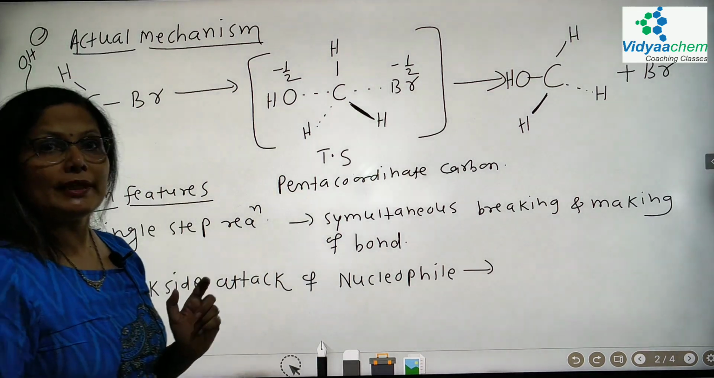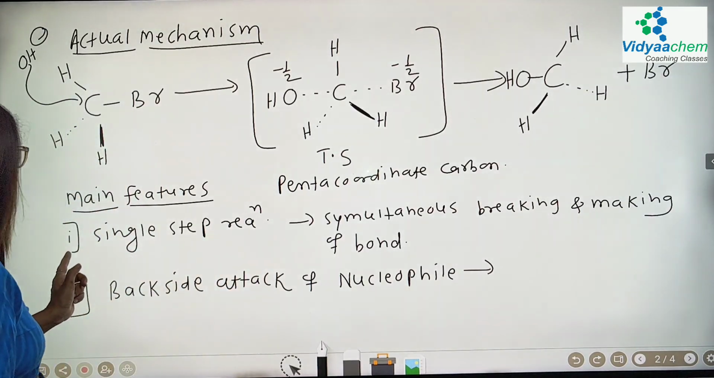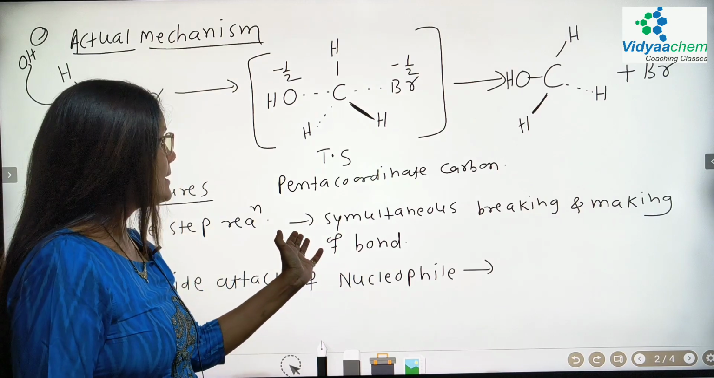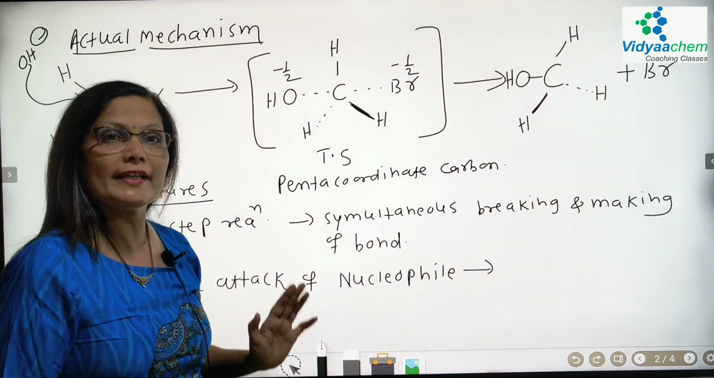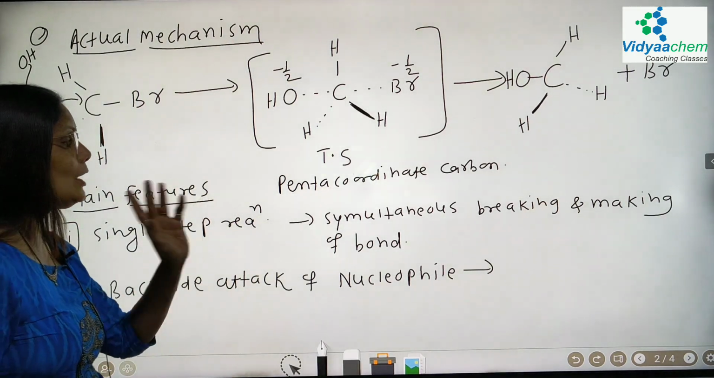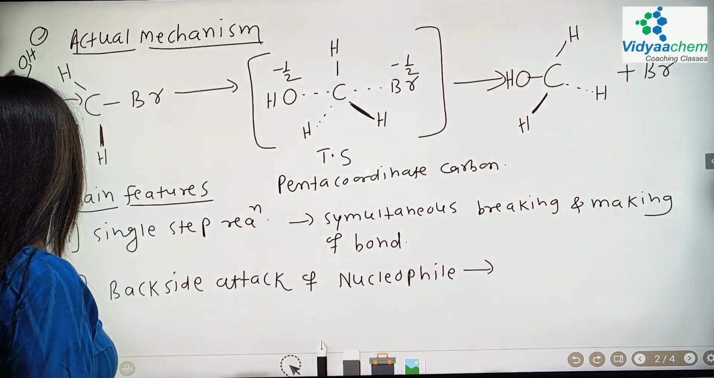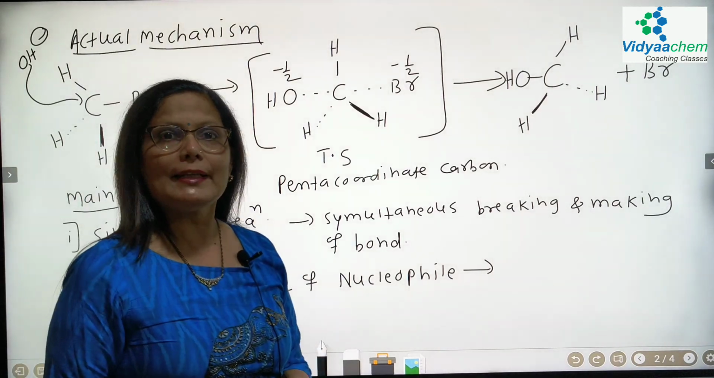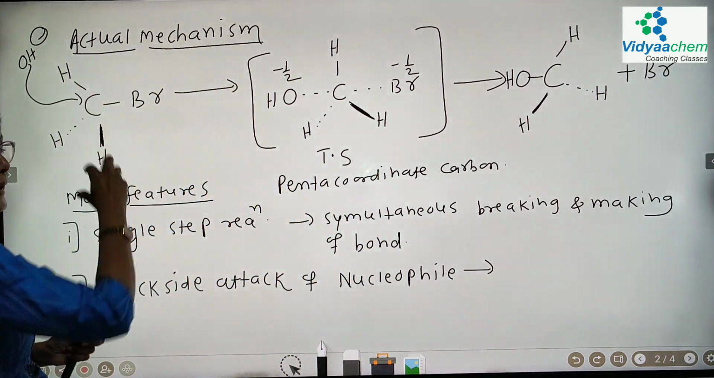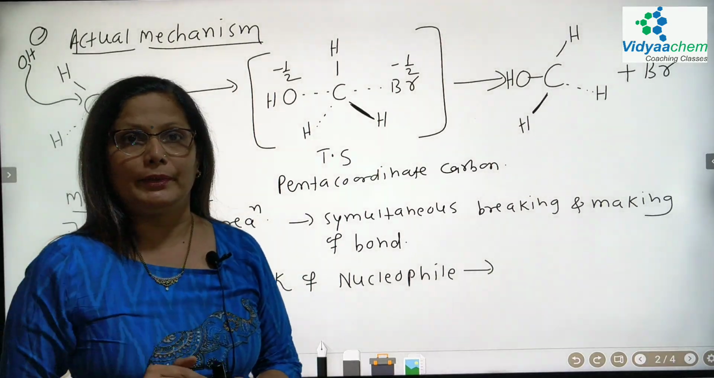Main features of this reaction. First, it is a single step reaction. Already I explained: there is simultaneous breaking and making of bonds, that's why a single step is there. Second point, backside attack of the nucleophile. Both possibilities are there: the nucleophile can attack from the front side or the back side, but backside attack is favorable.